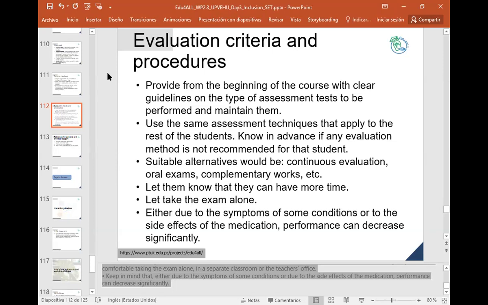Some students may not take the exam due to the excessive and uncontrollable stress it entails. Sometimes they may feel more comfortable taking the exam alone, in a separate classroom or the teacher's office. Keep in mind that, either due to the symptoms of some conditions or due to the side effects of the medication, performance can decrease significantly.